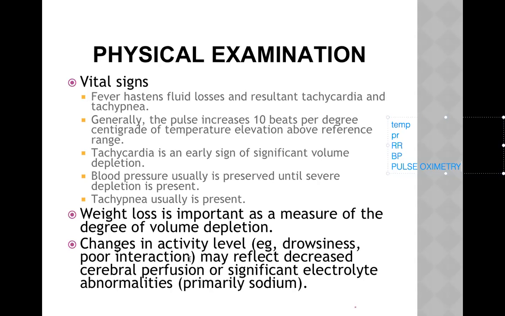Drowsiness, poor interaction in the beginning, and later on the child develops coma. It depends on the level of dehydration. In the beginning a bit of irritability, then drowsiness, then coma. And if sodium is also altered along with water, there will be problems in the brain. One important point is seizure, and I'll explain later the pathogenesis of seizure in hyponatremia. I'll take another class about electrolyte imbalance, and we'll talk about it there.